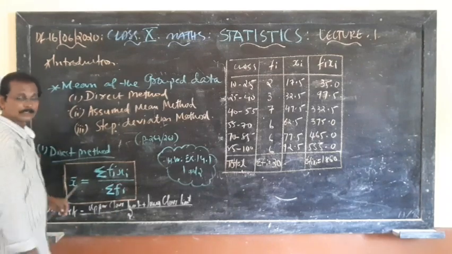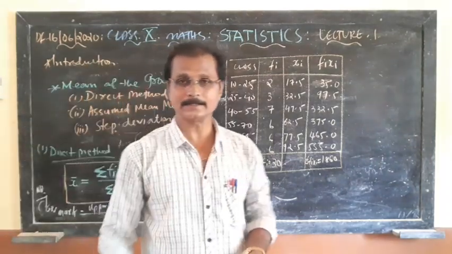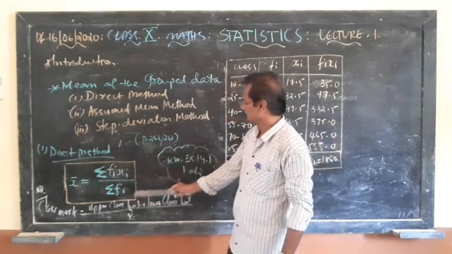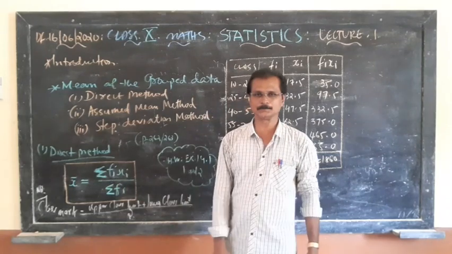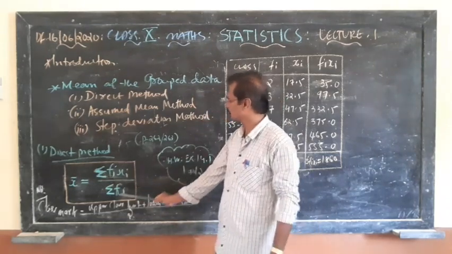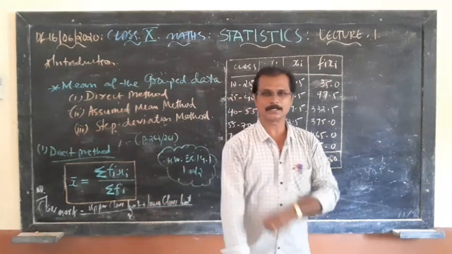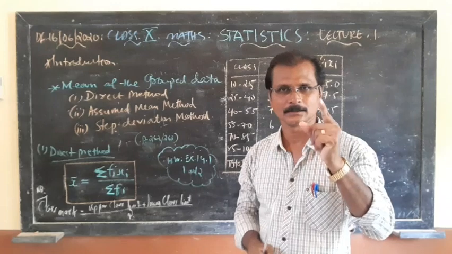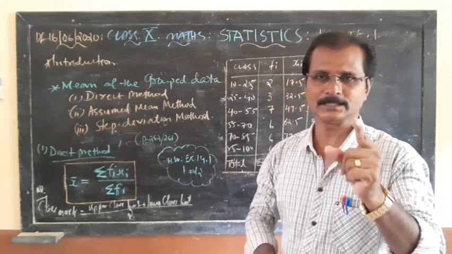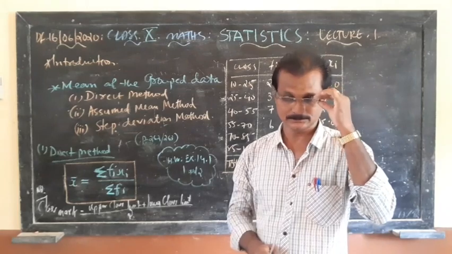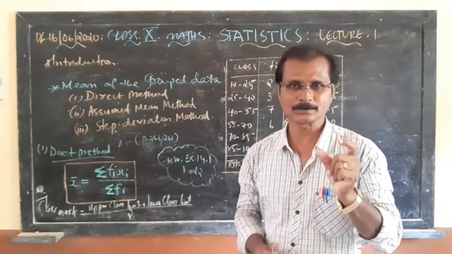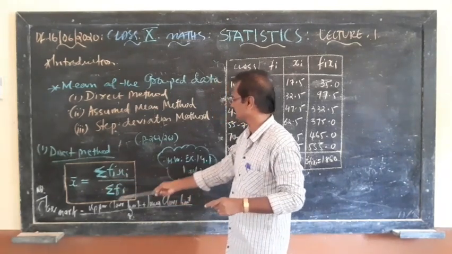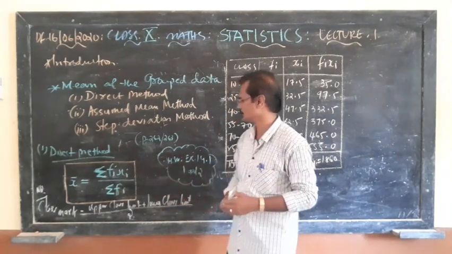I have put it in a bracket. You can see this is inside the box. So the formula is x bar equal to sigma Fi xi divided by sigma Fi. This is the first formula. Got it? First one, mean of the grouped data, direct method: x bar equal to sigma Fi xi divided by sigma Fi.